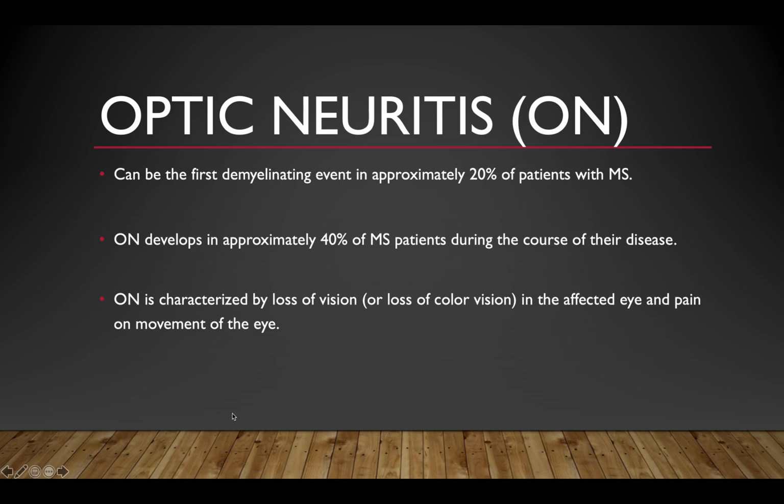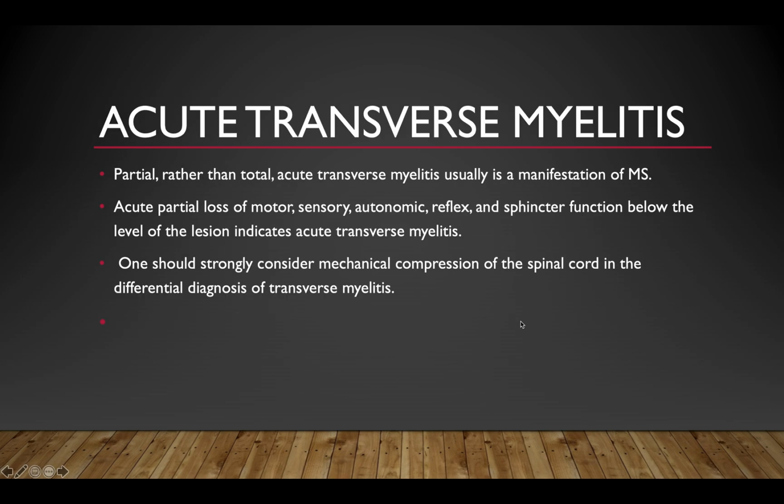So we will talk briefly about optic neuritis because we discussed it before in the cranial neuropathies. So regarding multiple sclerosis, optic neuritis can be the first demyelinating event in up to 20% of patients. Also, it develops in 40% of multiple sclerosis patients during the course of their disease, and it is characterized by loss of vision or loss of color vision in the affected eye and pain on movement of the eye.